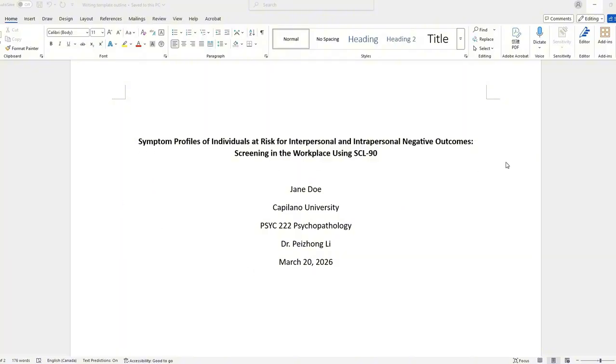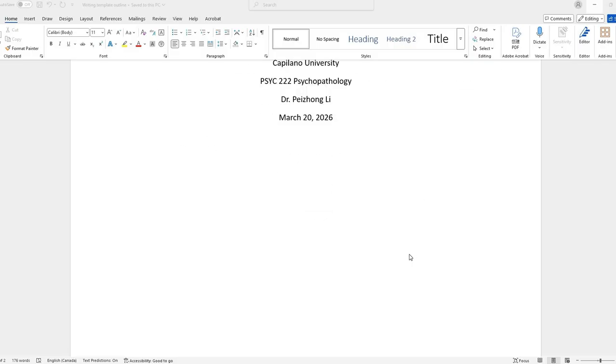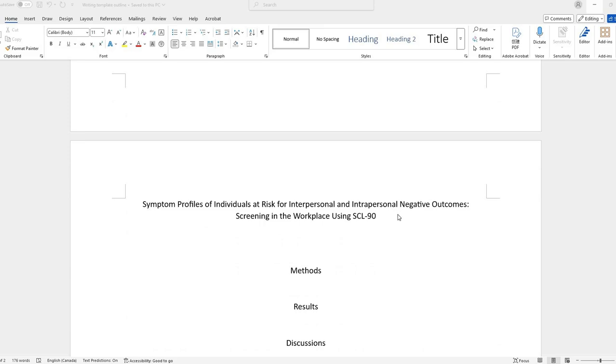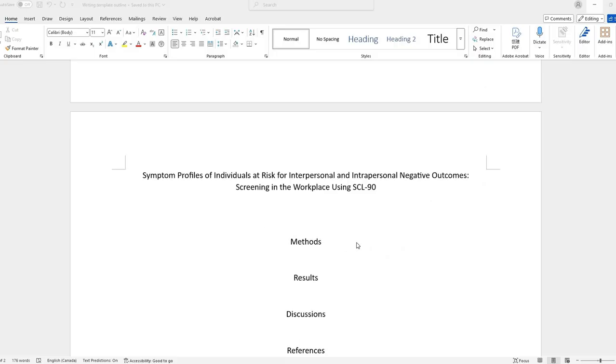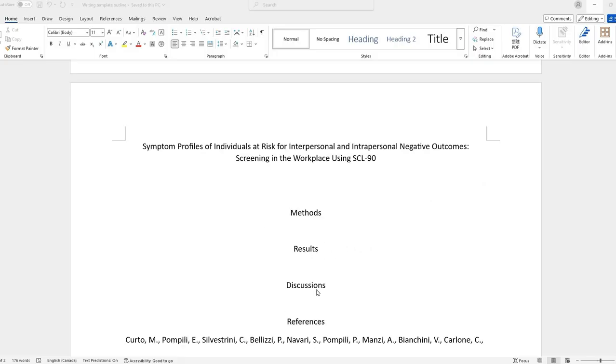You have the title page, the title, you have the introduction section, the methods section, results, discussions, references. You want to write out each component, the details of each part.